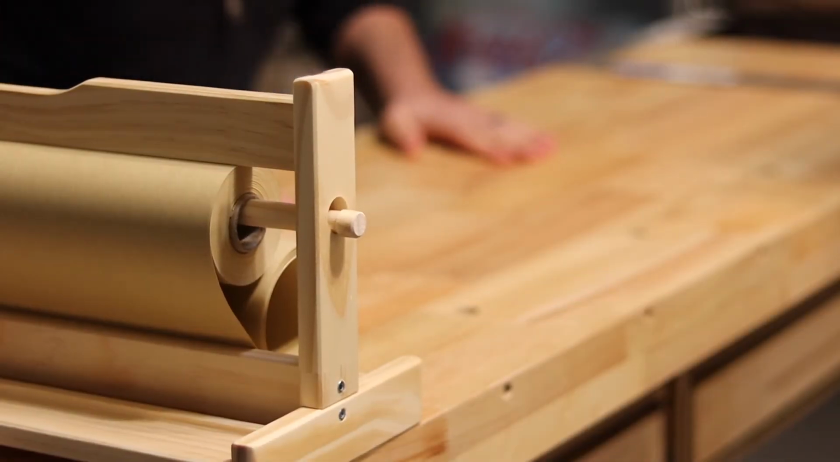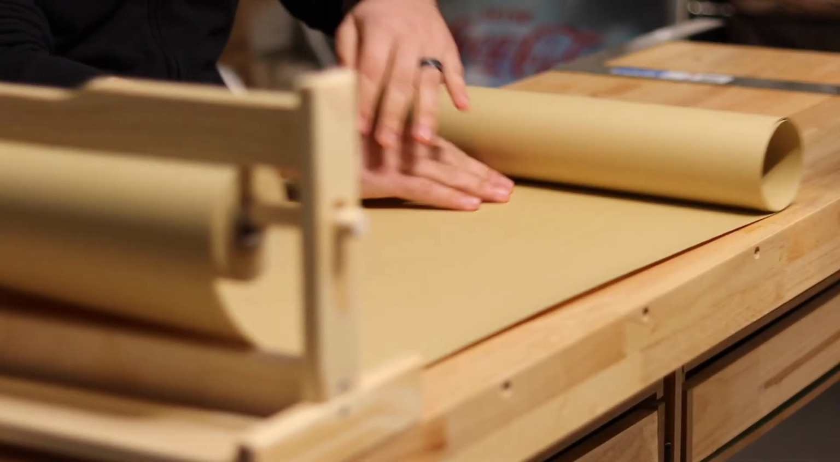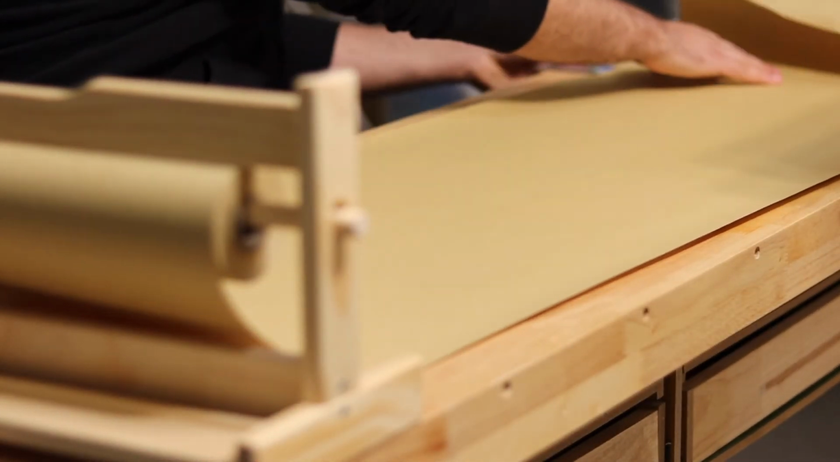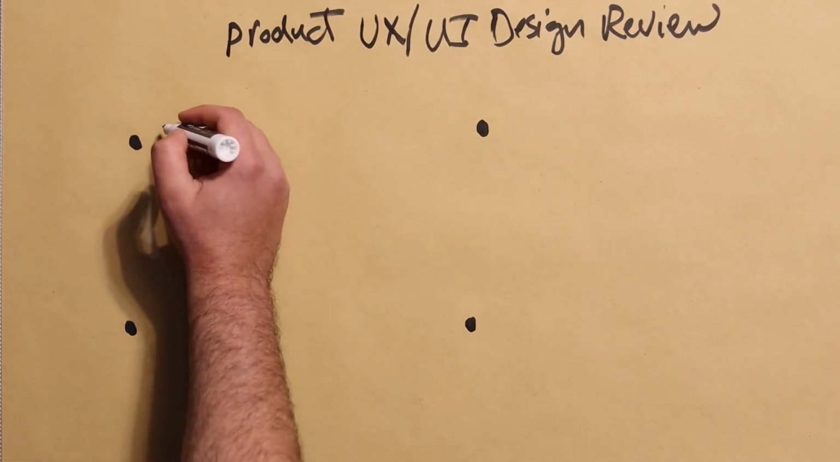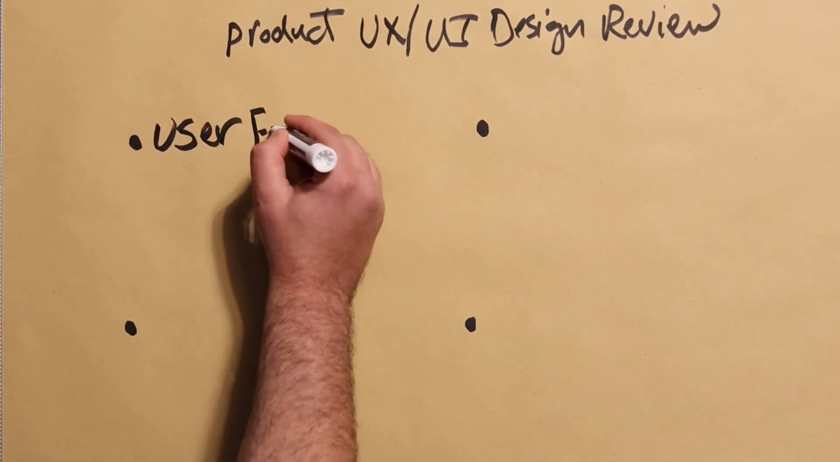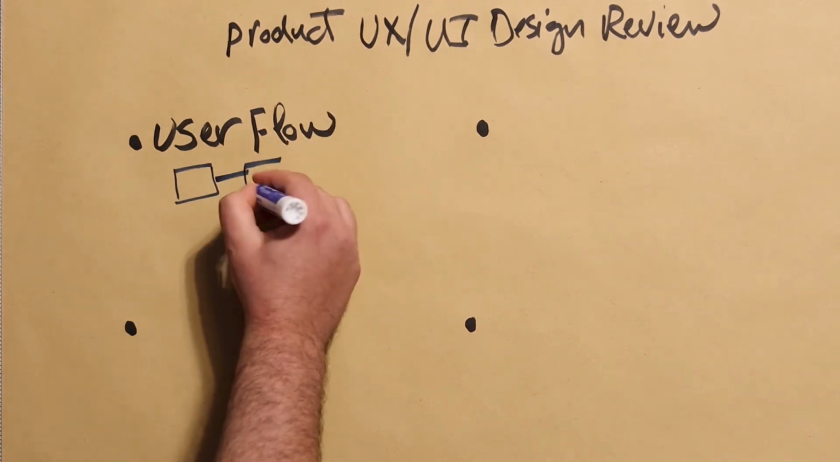There are four main things I usually look for in any UX and UI design review. User flow. When we are reviewing user flow, we look at things like main navigation, transition between user views and tasks, and overall usability experience.